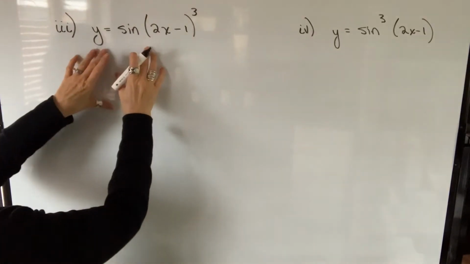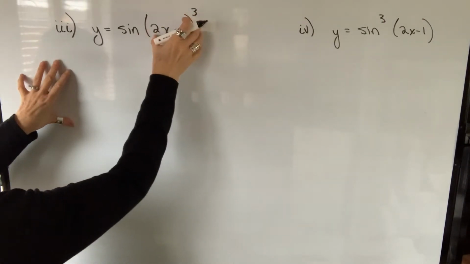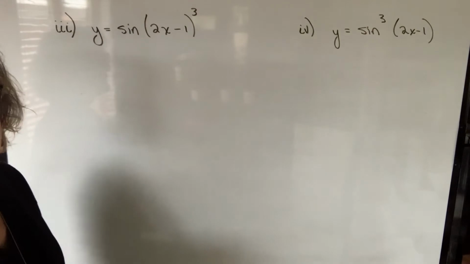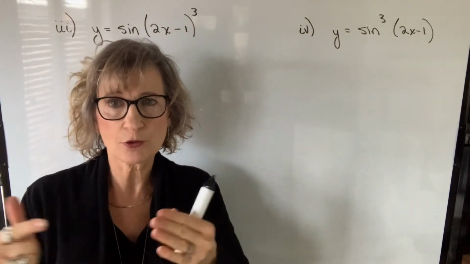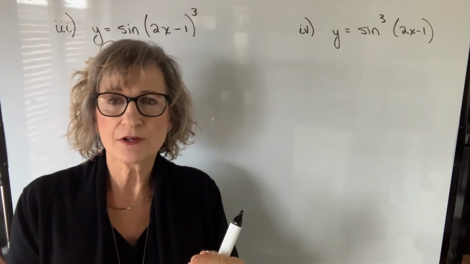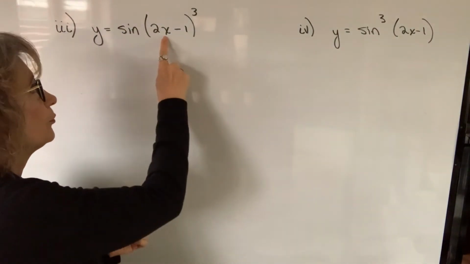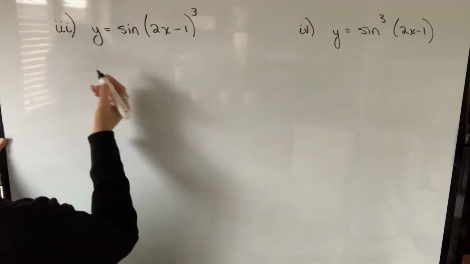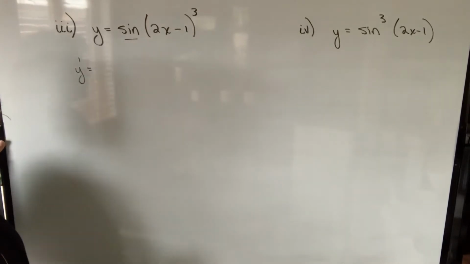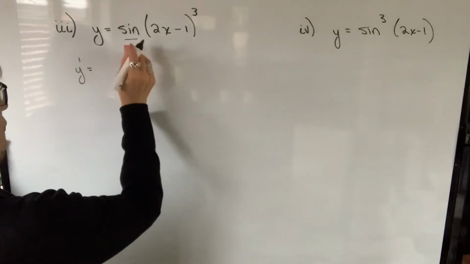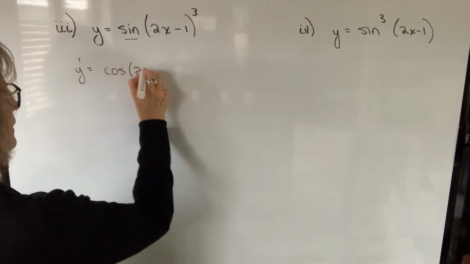Our next example is y equals the sine of some function, and this function happens to be a power function. So we actually have a composite of three functions. We have a sine function that's the outermost, then inside the sine function we have a power function, and then inside the power we have a polynomial. So when we take the derivative, we start with the outermost function, which is the sine function. So the derivative of sine is cosine of exactly this.